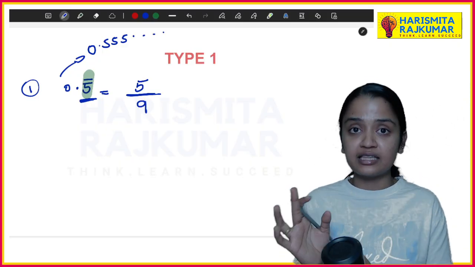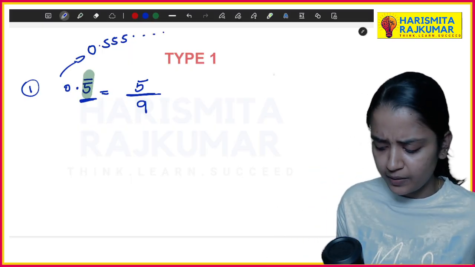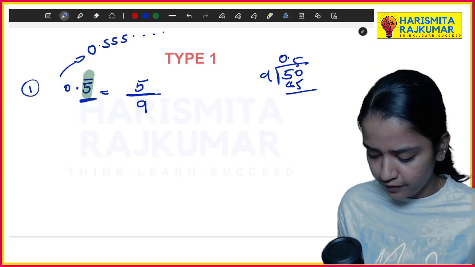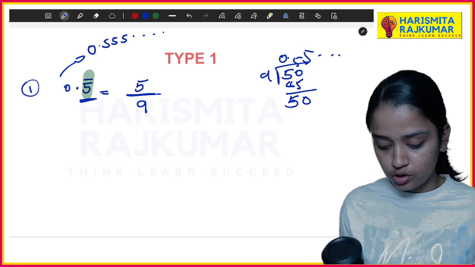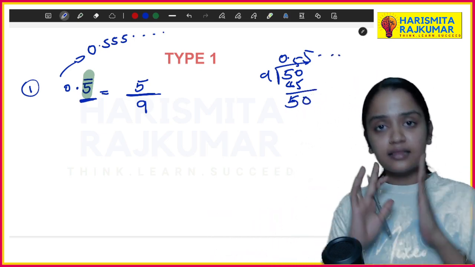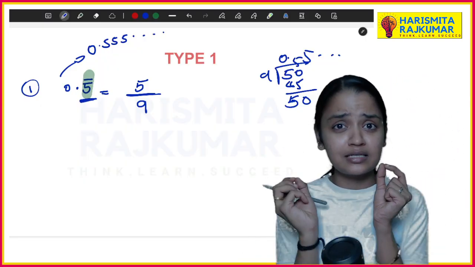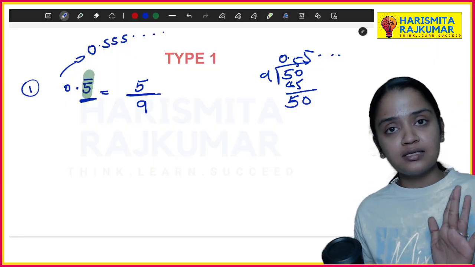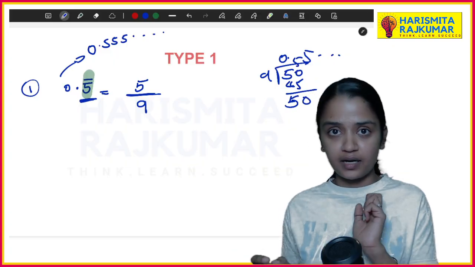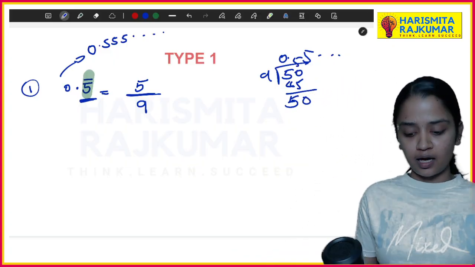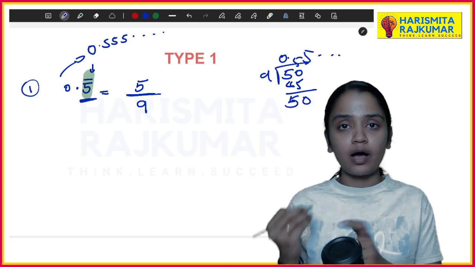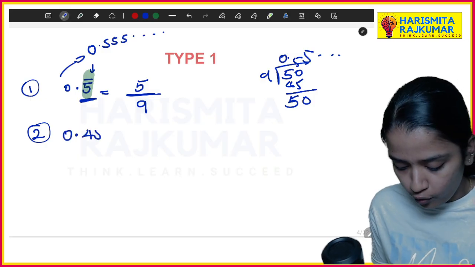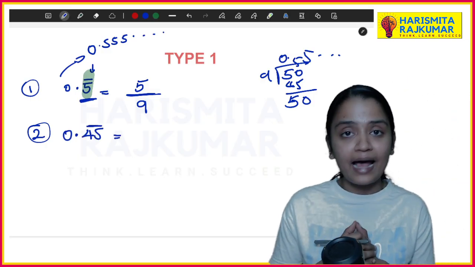If you want to check the answer, kindly check it. Let me write it: 5 by 9, this is 0.5, then 45, then again 5055, it goes on. So kindly check in the calculator, the answer will be definitely right. So this is a simple trick. If you have one bar and it is type 1, you have to write the remaining numbers, and according to how many numbers have the bar, you have to write the denominator. Now if I have 0.45 bar, what happens?